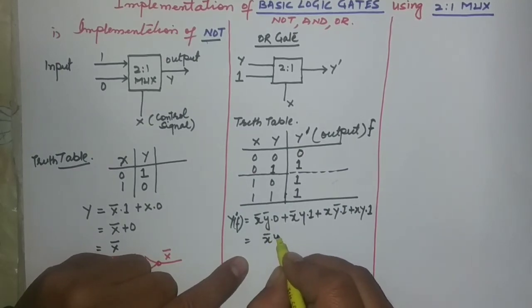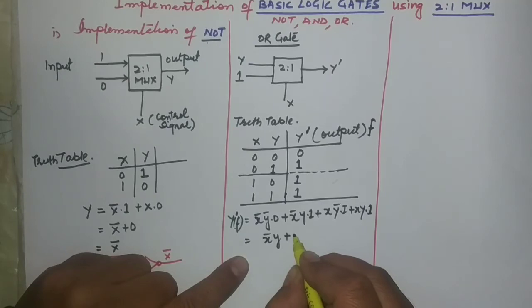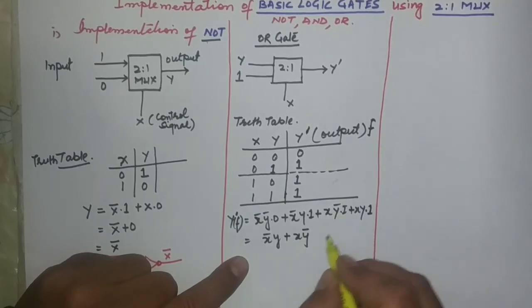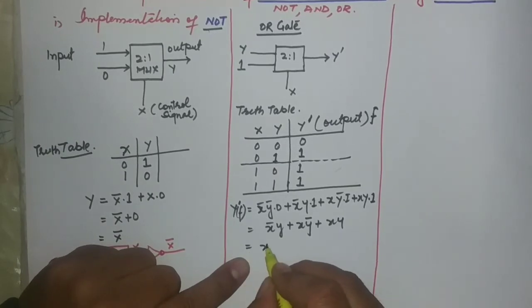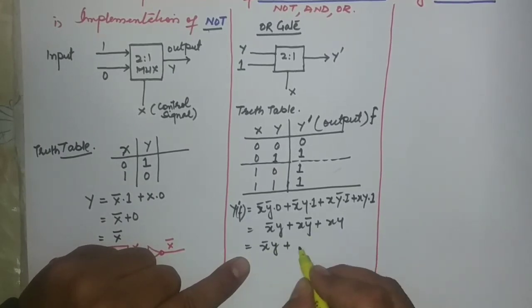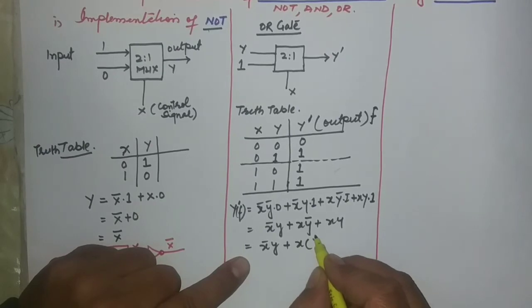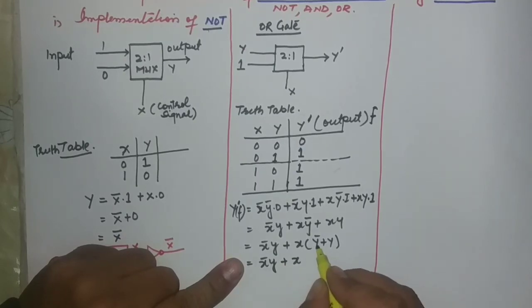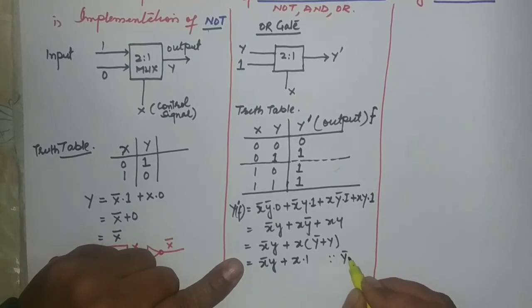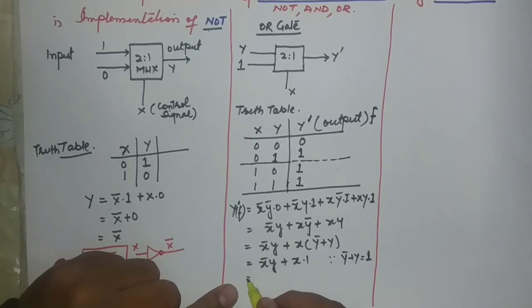This is x bar y plus x y bar, because dot 1, and this is x y. Now x bar y plus, if I take x as common, then y bar plus y, this comes out to be x bar y plus x. Y plus y bar is equal to 1, so x dot 1, because y bar plus y is always equal to 1. So this is x bar y plus x.